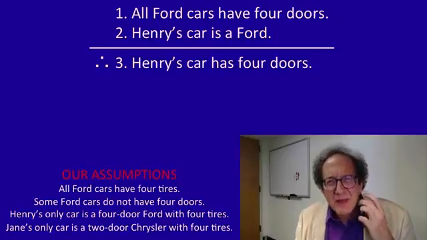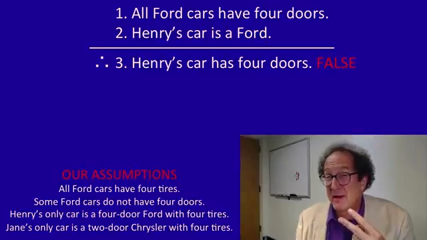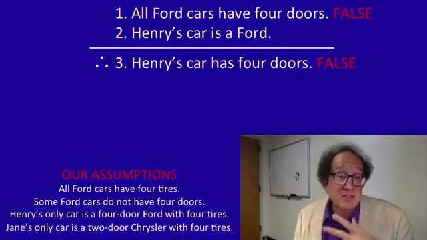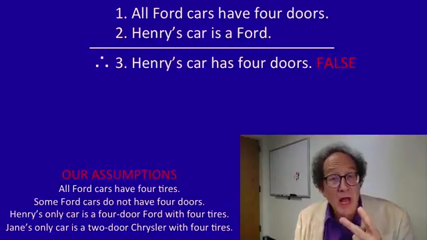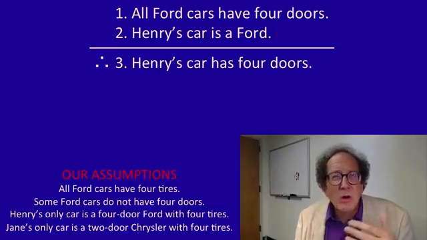Well, just imagine that the conclusion's false, that Henry's car does not have 4 doors, it's only got 2 doors. Then there are really only 2 possibilities. Either it's a Ford or it's not a Ford. If it is a Ford, then the first premise is false. It's not true that all Fords have 4 doors. But if Henry's car is not a Ford, then the second premise is false because it says that Henry's car is a Ford. So there's no coherent way in which it could possibly be true that both of these premises are true and the conclusion's false.